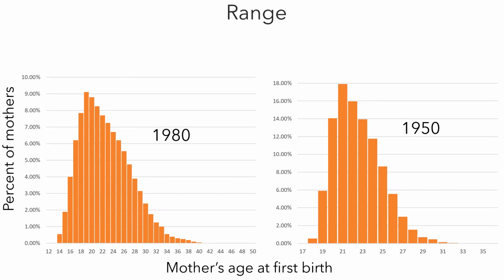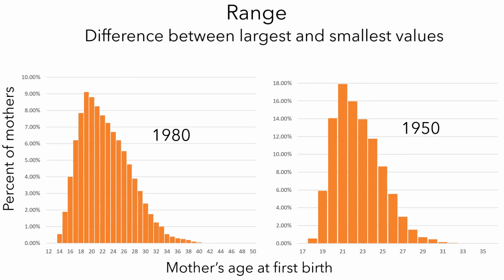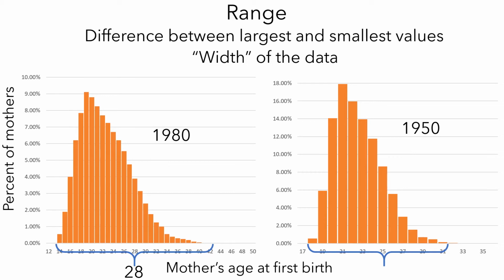First, let's look at the range. The range is the difference between the largest and smallest values. Another way to think of it is it's the width of the data. So, for 1980, the largest value is 42, and the smallest is 14 years, so the range is 28. For 1950, the largest value is 31 years, and the smallest is 18 years, so the range is 13. So, using range as a measure, there was twice as much variation in 1980 as there was in 1950.